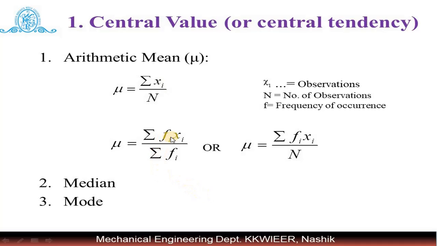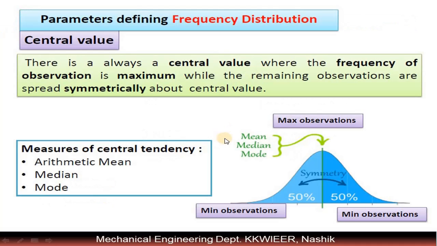Next, if we are provided with the frequency, we can consider the multiplication of observations with the frequency of occurrence, and then divide it by the summation of the total frequencies, or by the number of observations. Second we have the median, and third is the mode. We'll try to understand. There is always a central value where the frequency of observations is maximum, while the remaining observations are spread symmetrically about the central value.